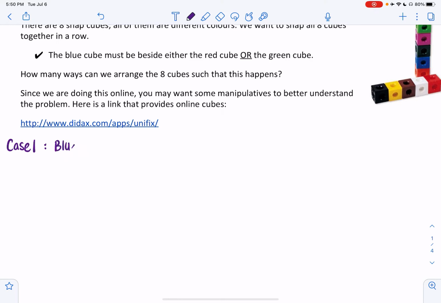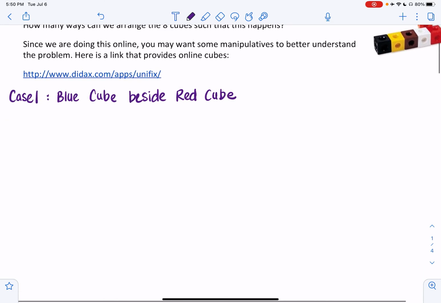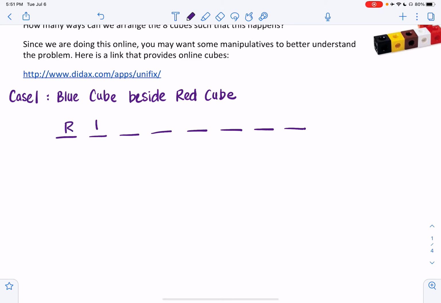So we'll have our blue cube beside our red cube. In order to determine how many ways we can do this, I'm just going to draw some lines to help us visualize the situation. We have 8 cubes, so I'll draw 8 lines to represent these 8 cubes: 1, 2, 3, 4, 5, 6, 7, 8. Now we know we need blue and red together, so I'm just going to put blue and red right here. Red and then blue. They're beside each other there.